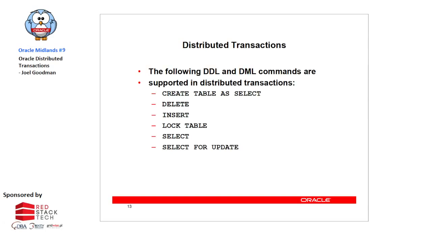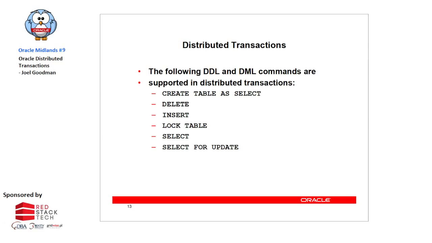These types of DDL and DML can be done in a distributed transaction. Obviously CTAS is a DDL, but you're creating a new table, and DDLs automatically commit. But then you have all the usual things, and you could also lock remote tables as part of this. Those lock table in a particular mode, and you could do select or select for update. So these can all be done in distributed transactions.